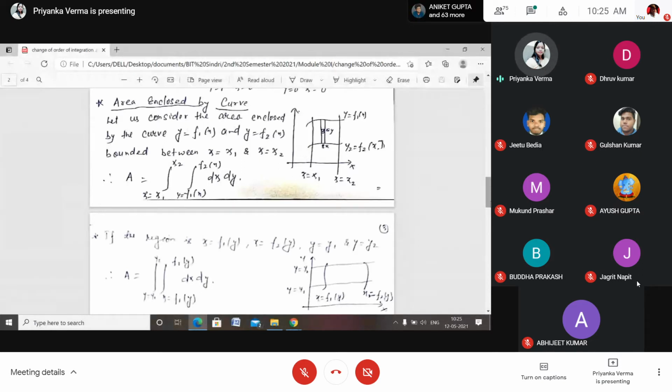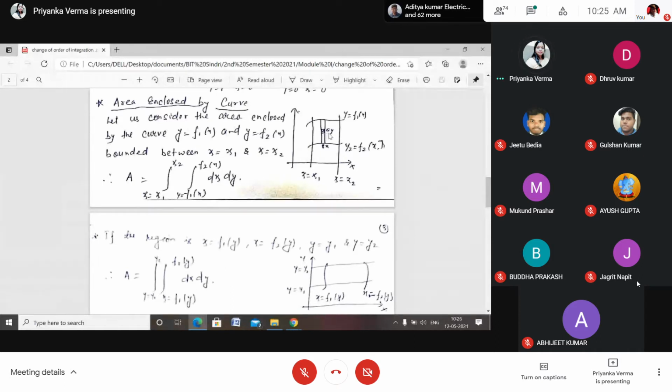So let us consider the area bounded by two curves y equal to f1(x) and y equal to f2(x) within the lines x equal to x1 and x equal to x2. Now here I have taken a vertical strip of width delta x, and out of this vertical strip I have taken a small rectangular plane of length delta y. So what will be the area of this small rectangular plane? That will be delta x into delta y.